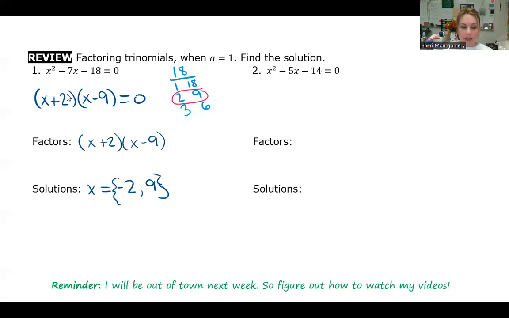So remember that to find the solutions from the factors, you set each one equal to 0. So X plus 2 equals 0. X minus 9 equals 0.